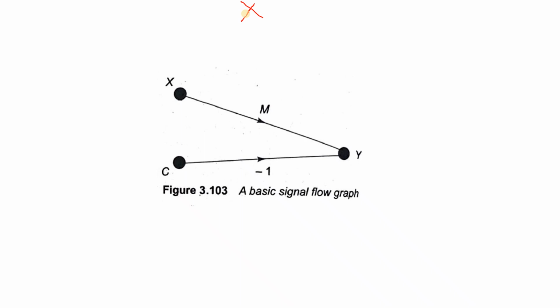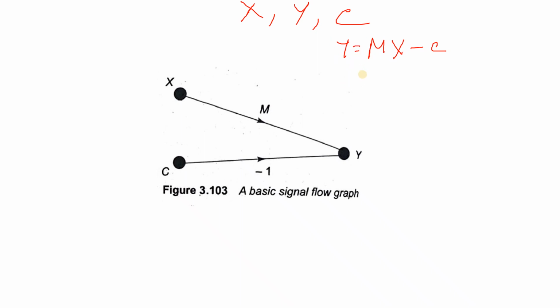Always remember that in a signal flow graph, we will represent the signals by nodes. So x is a signal, y is a signal, and c is a signal.